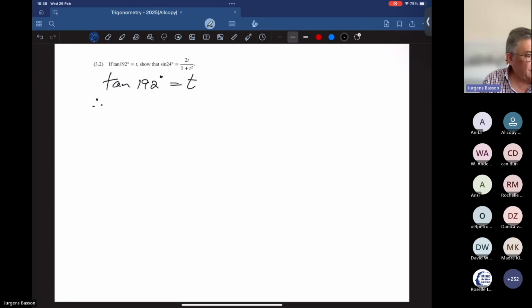So I think you will all agree with me that this 192 is in the third quadrant. It's 180 plus 12, and tan in the third is positive. So it is the tan of 12 degrees. You agree? And that looks a little bit better.